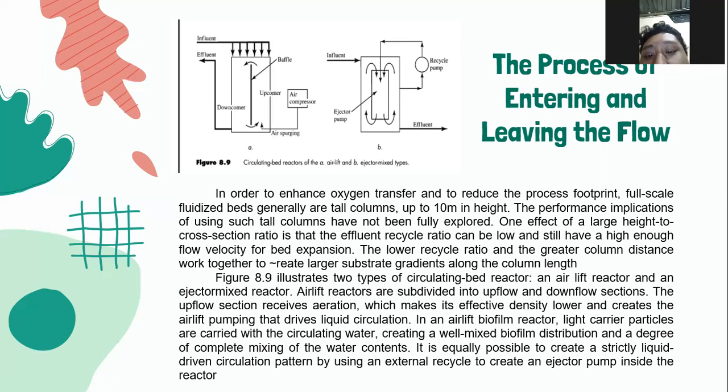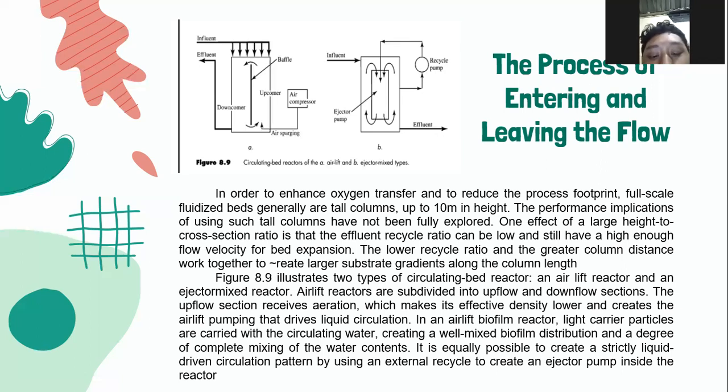One effect of a large height to cross-section ratio is that the effluent recycle ratio can be low and still have a high enough flow velocity for bed expansion. The lower recycle ratio and the greater column height work together to create larger substrate gradients along the column length.